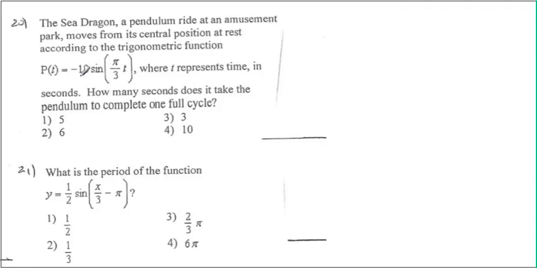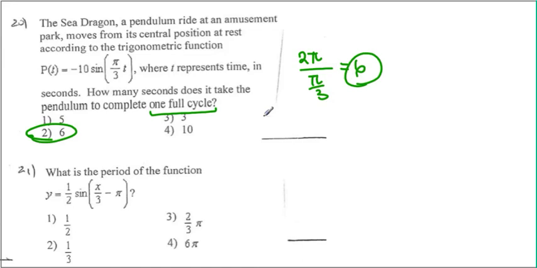Now we have p of t given in this way, where t represents time in seconds. How many seconds does it take the pendulum to complete one full cycle? You see, this is called period. So once again, 2 pi over 3. Then this will be equal to 6. So therefore 6 will be our period. What is the period of this function? Once again, we have to look at the coefficient of x, which is 1/3, so 2 pi over 1/3. Then here we end up getting 6 pi as our answer, which is choice 4.